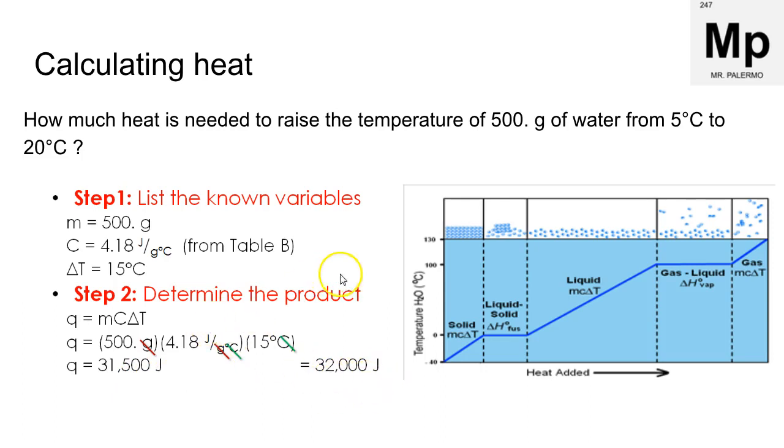So this change in temperature from 5 to 20 Celsius is occurring right over here. Right, so we can see that there's a change in temperature. That's why we're using this Q equals mc delta T.